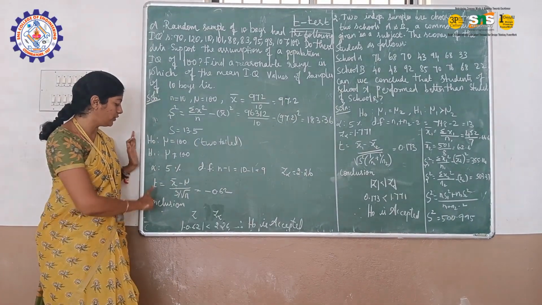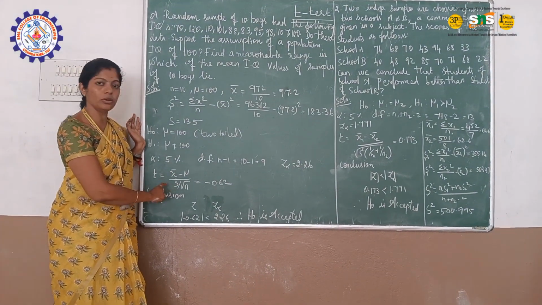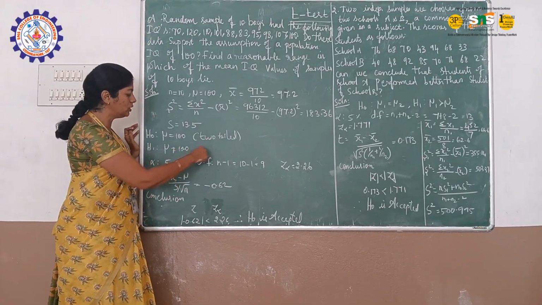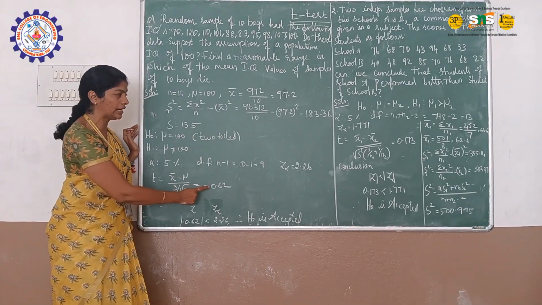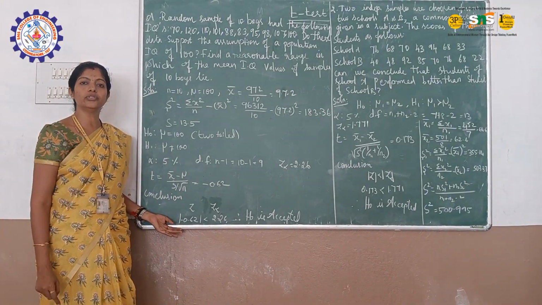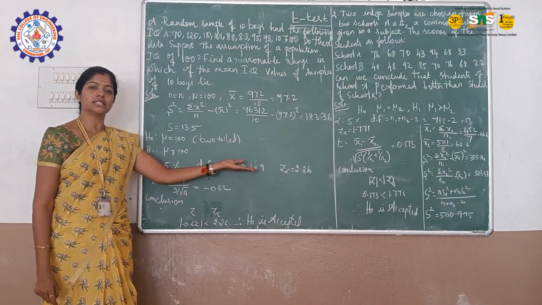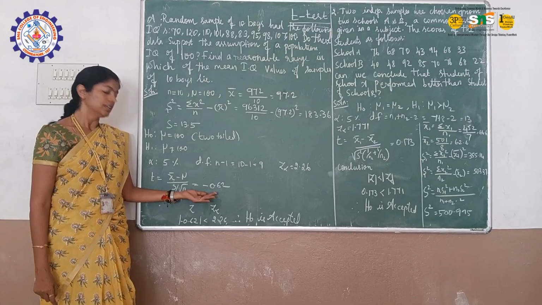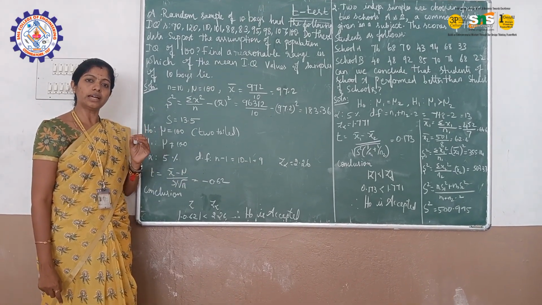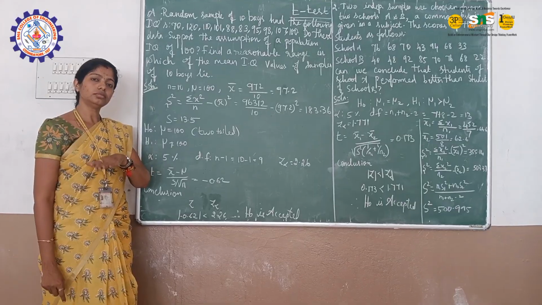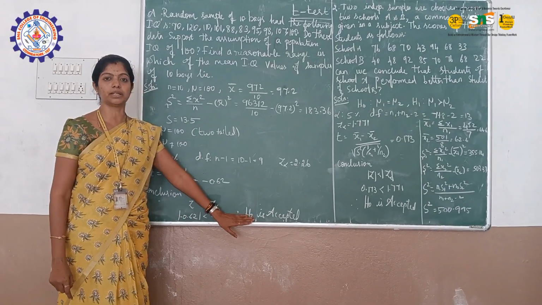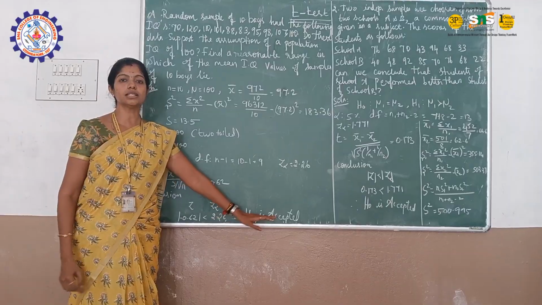Then we have to move to the test statistic. This is the formula: x bar minus mu by s by root of n. We have all those values, and we substitute them here. We get minus 0.62 here. Then we move to the conclusion based on the table value as well as the calculated value. Always the calculated value should be less than the table value. If it is less, we can say H0 is accepted. Otherwise we say H0 is rejected.